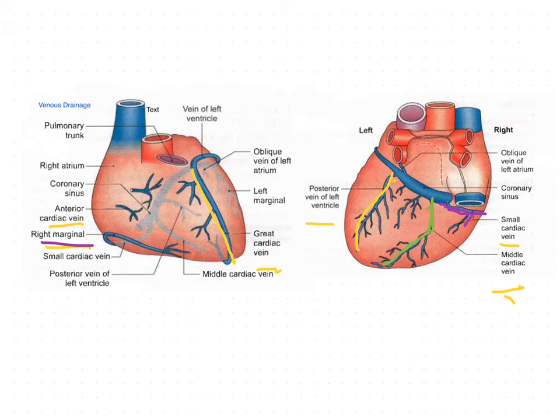Next, another vein is the oblique vein. The oblique vein of the left atrium is also called the oblique vein of Marshall. So here you can see this one. This is the left atrium, and the oblique vein is present on the left atrium. It is a small vein running on the posterior surface of the left atrium.